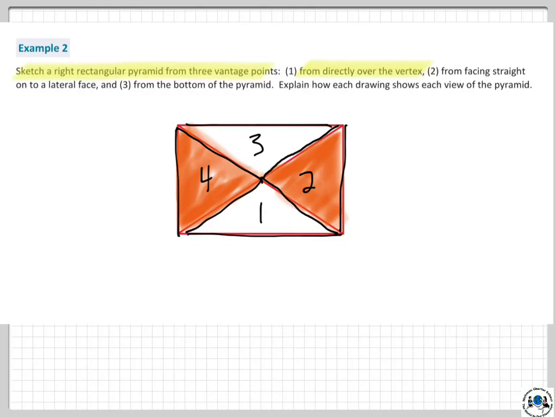Now for this next one, go ahead and sketch a right rectangular pyramid facing straight on to a lateral face. Maybe you have your model there, the net that you made into your pyramid. Just take a look at it straight on, and draw what that looks like.